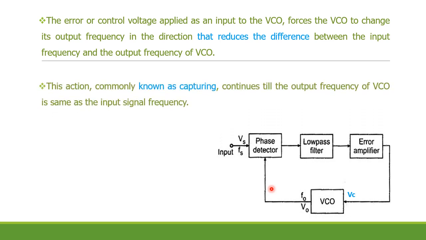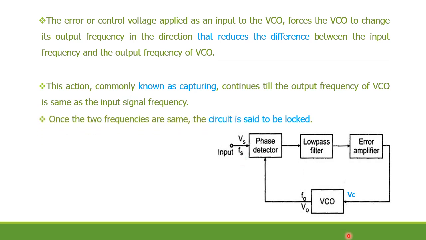So we call this action capturing. We are trying to capture the incoming input frequency. How long it takes to catch the incoming frequency Fs: when Fs is the input and we are getting F naught from the VCO, we change that to a new frequency called F. Now F is trying to be equal to Fs. We call this process capturing.